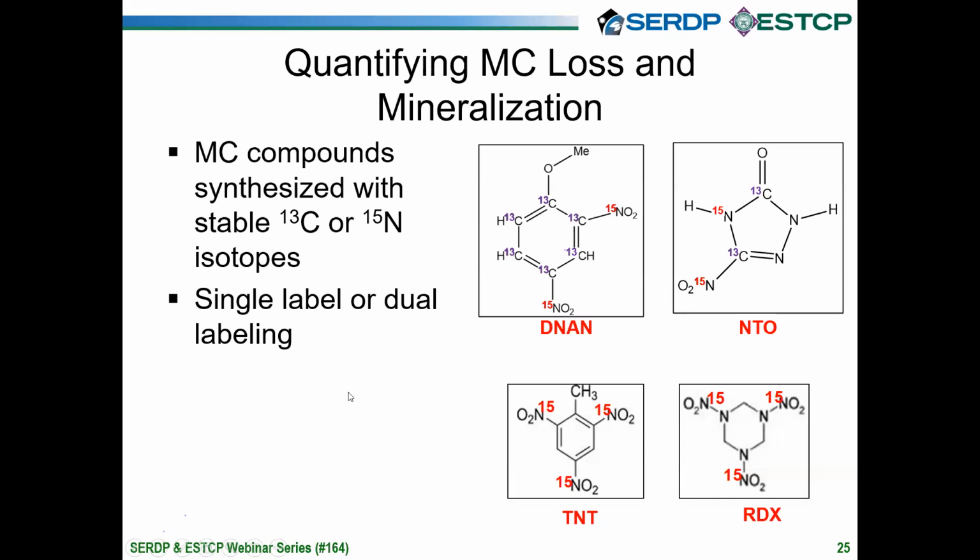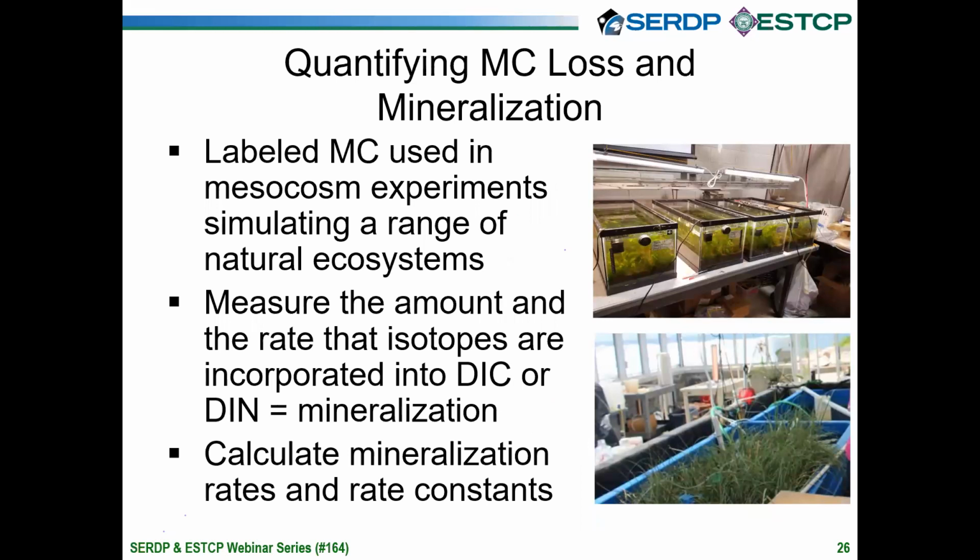Okay, so once we have these isotopically labeled compounds, we now have the ability to trace these specific carbon or nitrogen atoms as they're mineralized into the DIC or DIN pool with a sensitivity of about 1 in 100,000. So that signal to noise problem that I mentioned in the previous slide largely goes away. We can now uniquely identify the amount of mineralization products that come uniquely from the mineralization of MC.